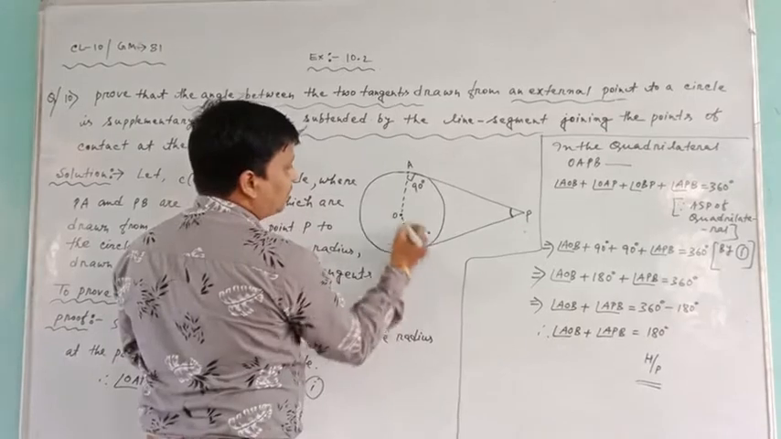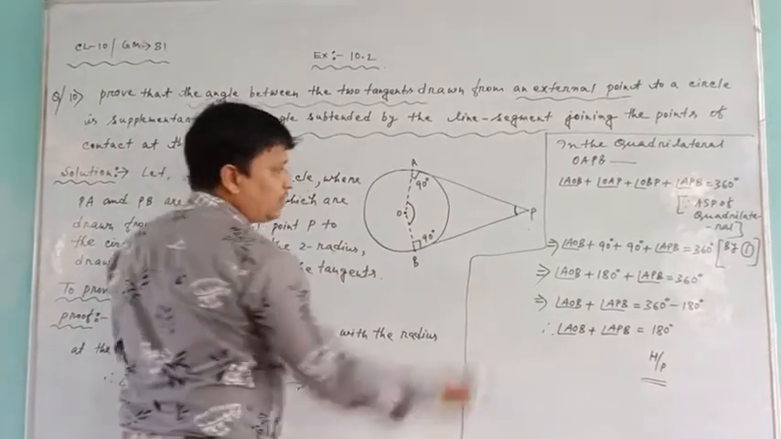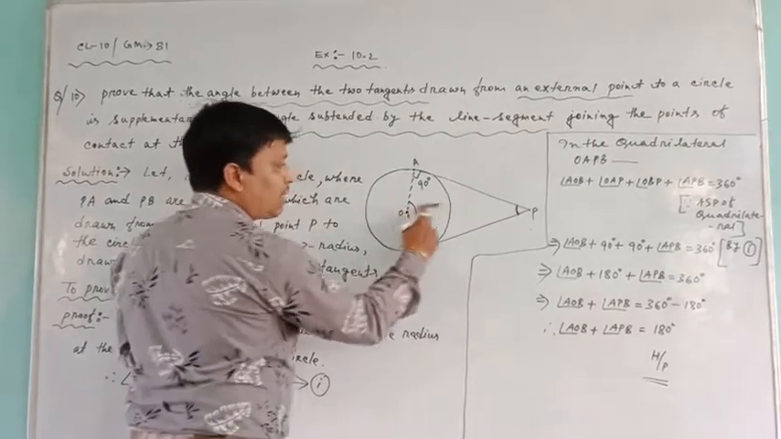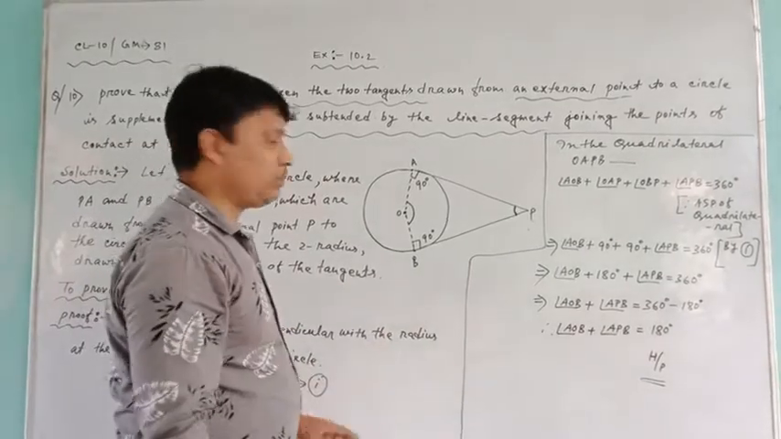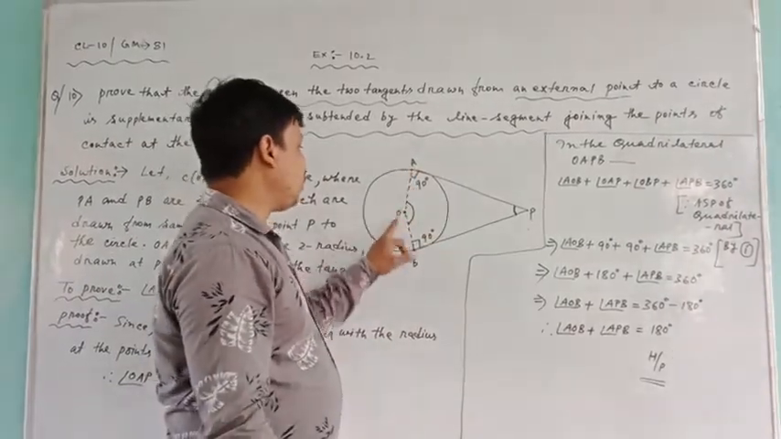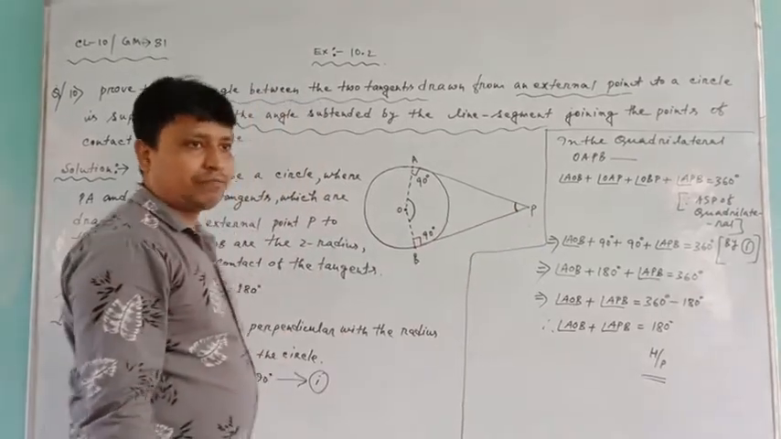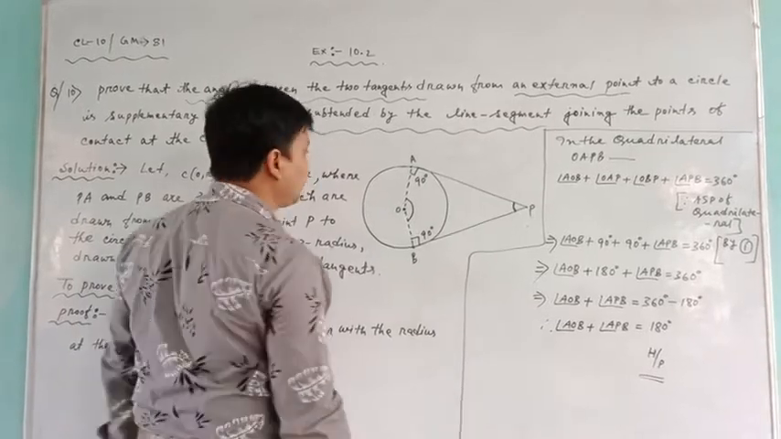So these two line segments form one more angle. This one is AOB. That means this angle is supplementary with this angle. It means the sum of these two angles is equal to 180 degrees. That one is our target. We have to prove what? Angle AOB plus angle APB equals 180 degrees. The sum of these two angles is 180 degrees. It is our target. We have to prove that.